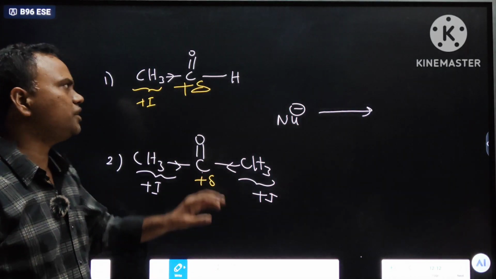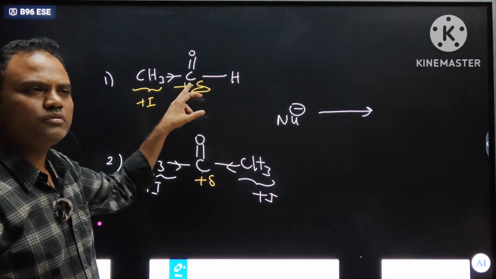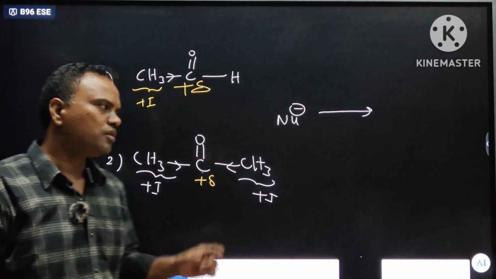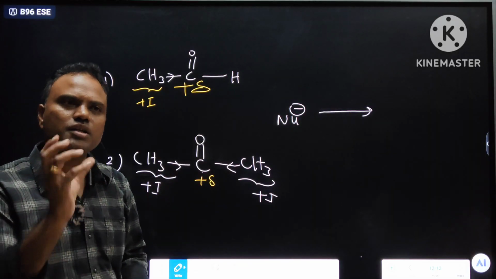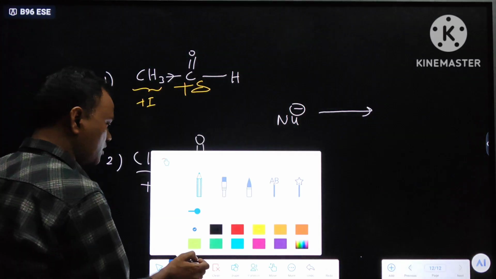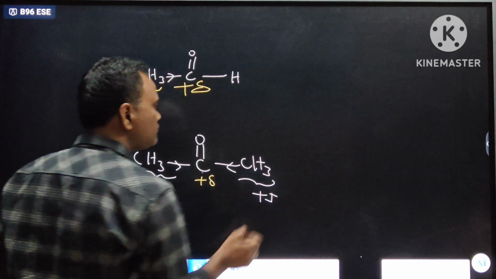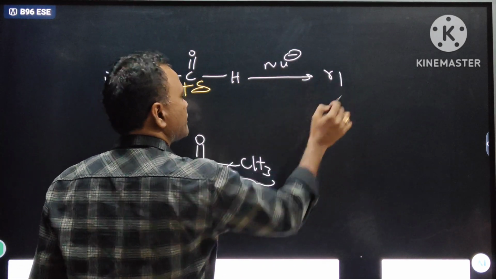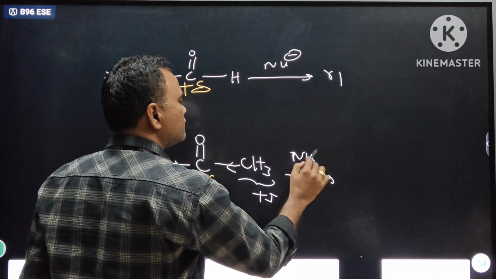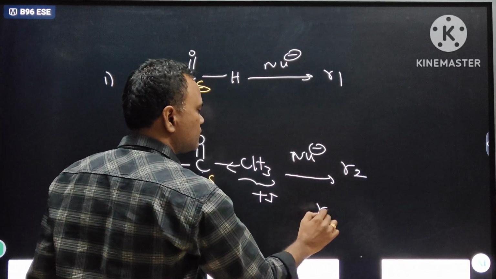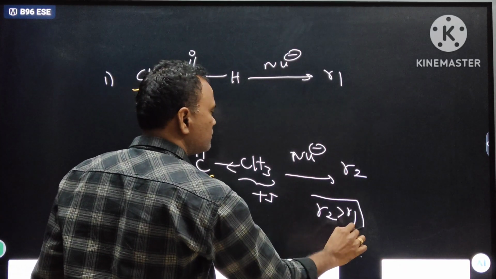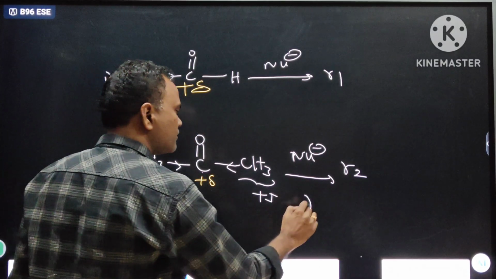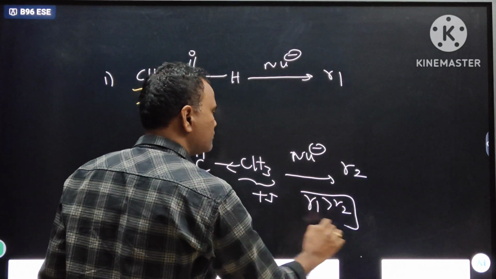Aldehydes, because the carbonyl carbon of an aldehyde contains a large positive charge, while the carbonyl carbon of a ketone contains less positive charge. So if we write the reactivity comparison, nucleophilic addition rate 1 and nucleophilic addition rate 2, what is the relation? R1 is greater than R2.